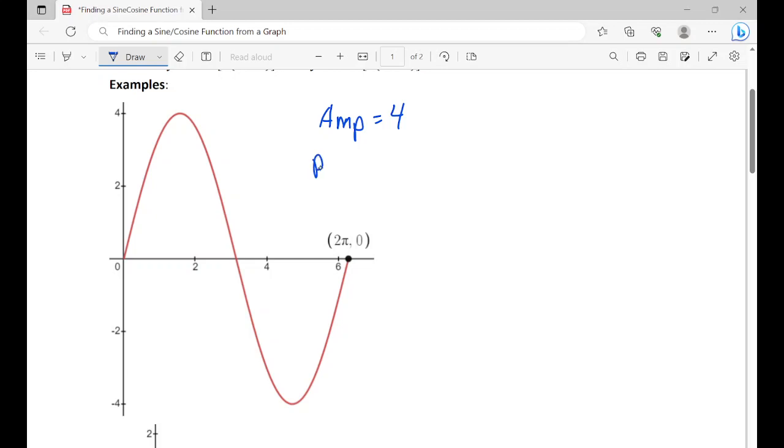So period is equal to 2 pi. And the way we get the period is to do 2 pi over k. So this is what the period is, and this is what we use to get the period. So the only difference here is that the period is 2 pi over 1, which makes k equal to 1.